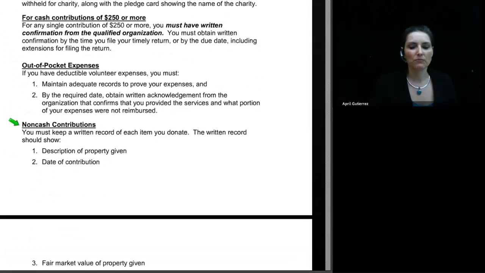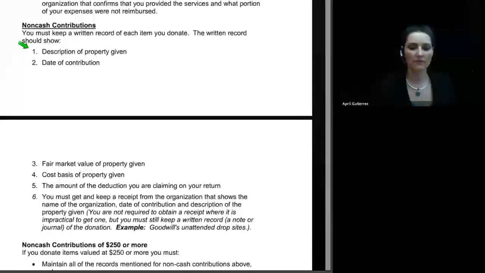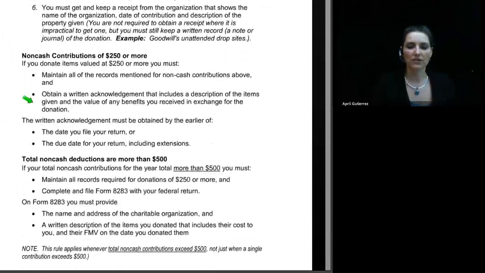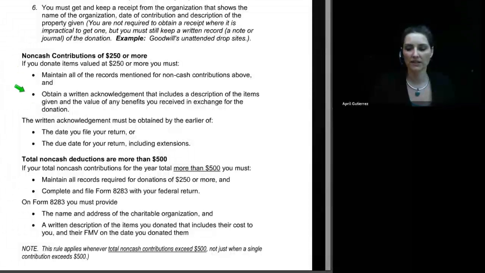And you must keep a written record of each item you donate. The written record should show a description of the property given, the date of the contribution, the fair market value of the property you donated, the cost basis of the property given, the amount of the deduction you are claiming on your return, and you must get and keep a receipt from the organization that shows the name of the organization, the date of the contribution, and a description of the property given. Non-cash contributions of $250 or more, you have to maintain all of the records mentioned for non-cash contributions, plus you have to have the written acknowledgement.